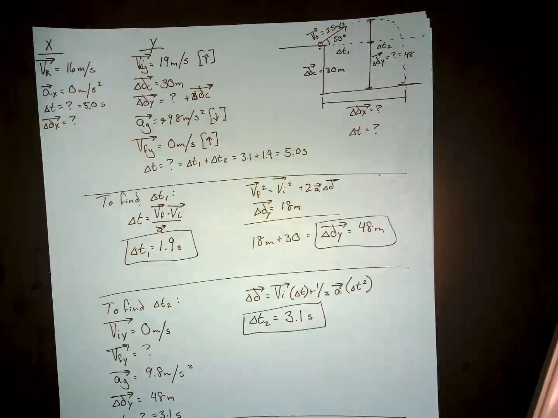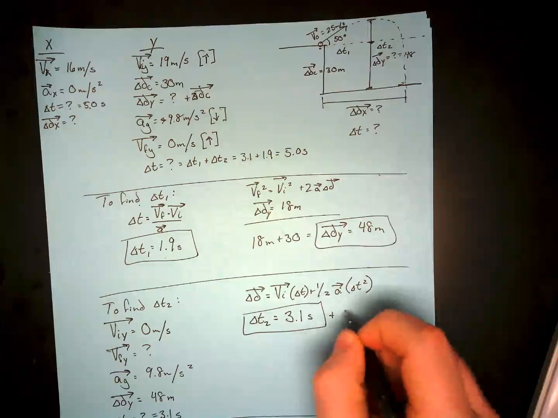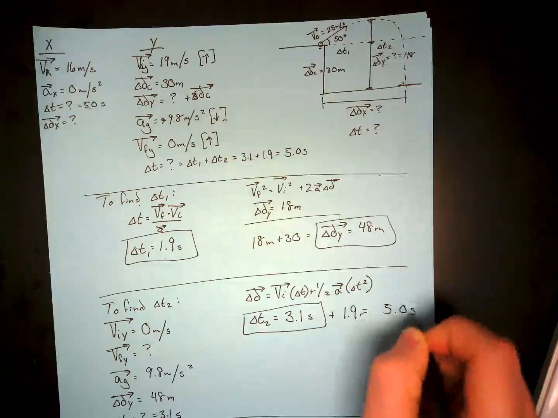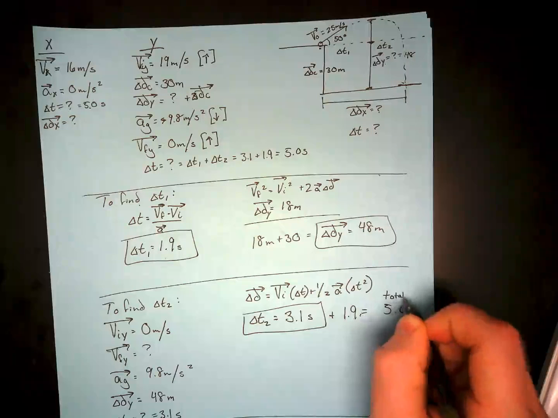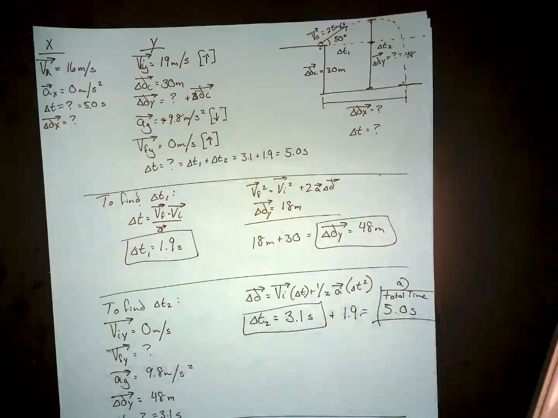Okay, so that was A. It's a lot of work just for A, I know. I'll just write this down here: 1.9, 5.0 seconds, total time. Okay, so there's A. So now B, the range.